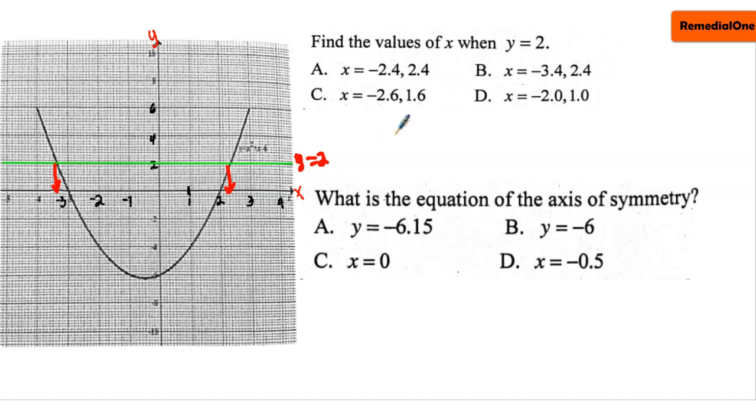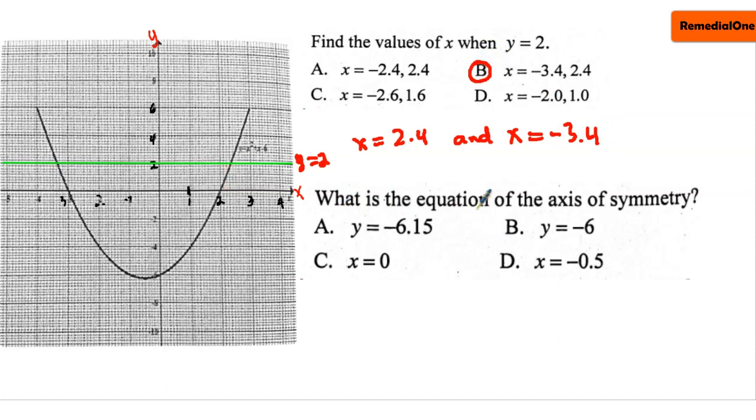So x is 2.4 for the positive side, and the other x is equal to, here it's negative 3, so it's going to be negative 3.4. So that will call for the B, the right one.